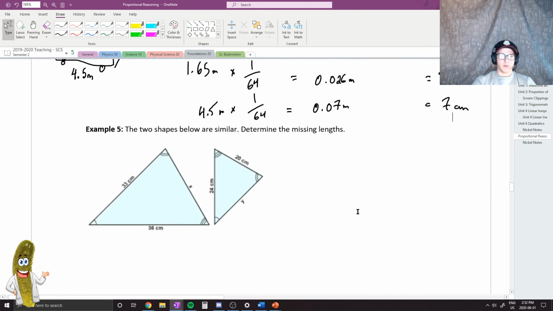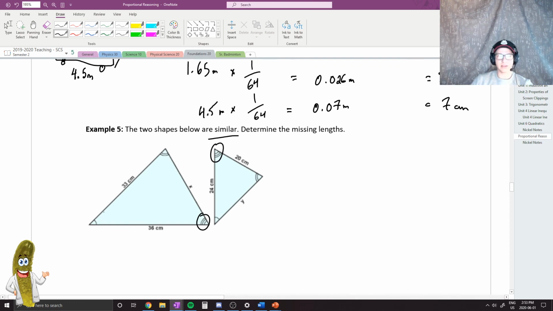Last example below. Key little sentence here is this says the two shapes below are similar. So we've already been told that they're similar. We don't need to conclude or try and figure out or decide if they are similar. What we do need to do, though, is look at these two triangles and figure out what side corresponds to what side. And the way that I did that is I looked at these two triangles and I said, okay, we have this angle and this angle here that are equal to one another.